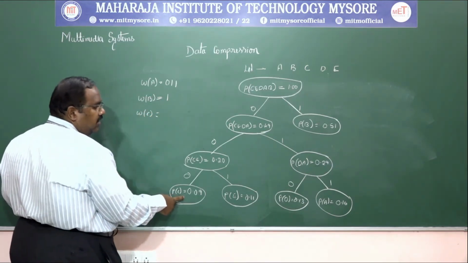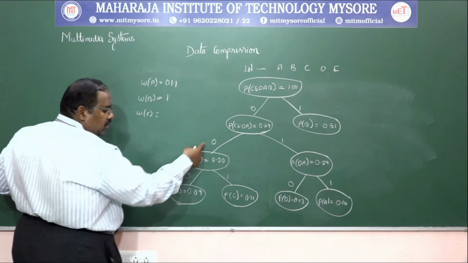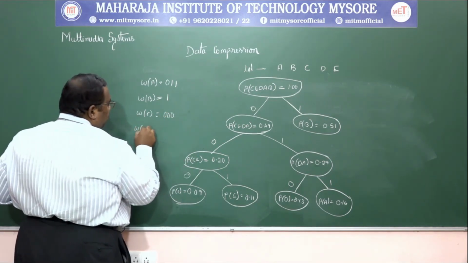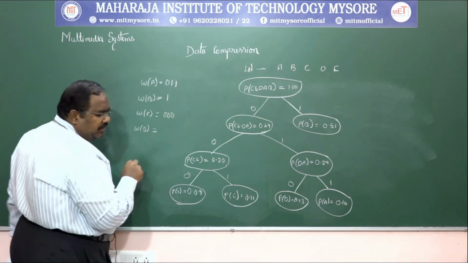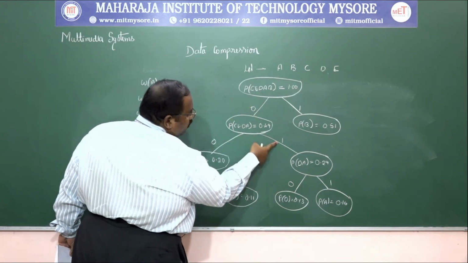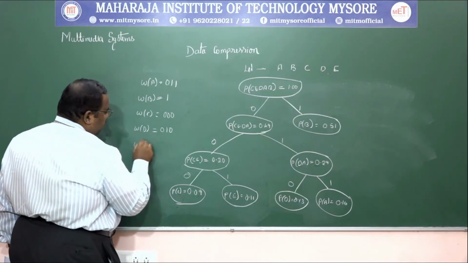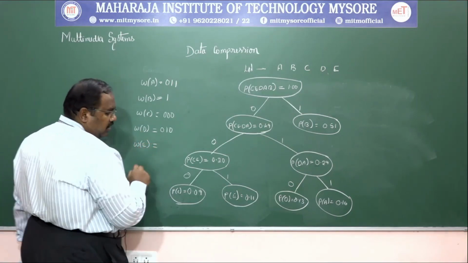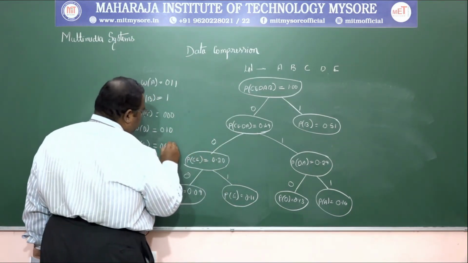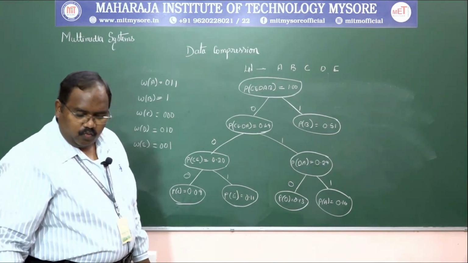Then weight of C. Where is C? C is here. So how do we reach here? From the root node 0, 0, 0. So three zeros. Then W of D. Where is D? D is here. How do you reach here? From here 0, 1, 0. And finally W of E. E is here. 0, 0, 1. Look at this. Now we have received the weights.